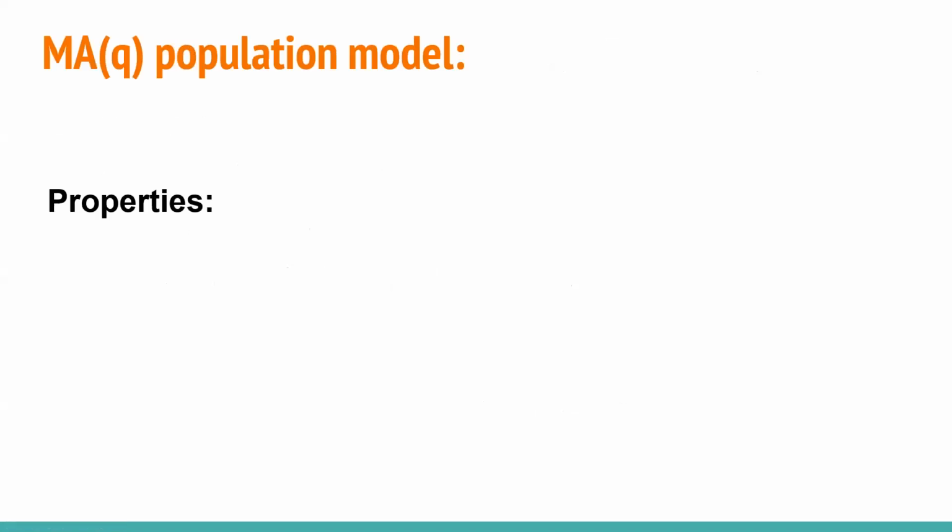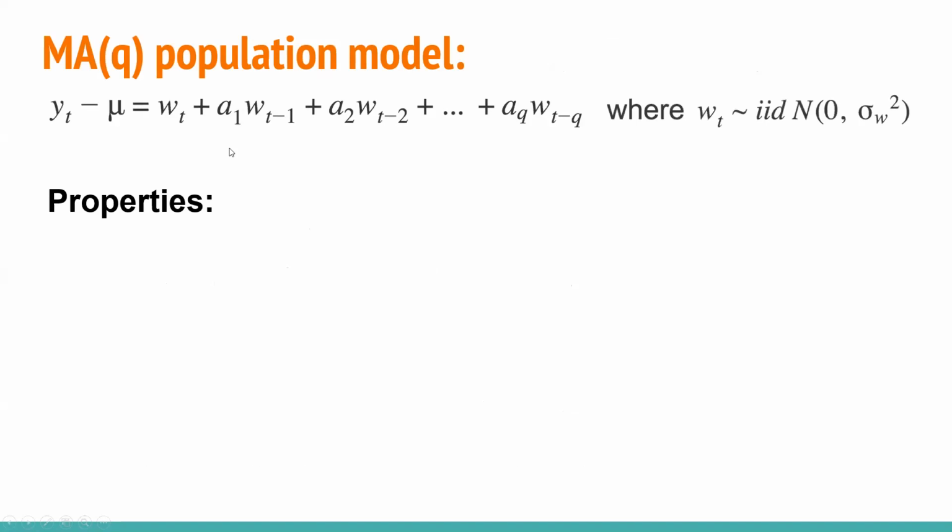Let's now look at the MA of order Q population model. We want to generalize that, we want to go beyond order 1. So if I have this population model, this is a population model. There's something I want you to understand right now: there's a difference between a population model and a fitted model. So this is a population model, and of course, the fitted model.